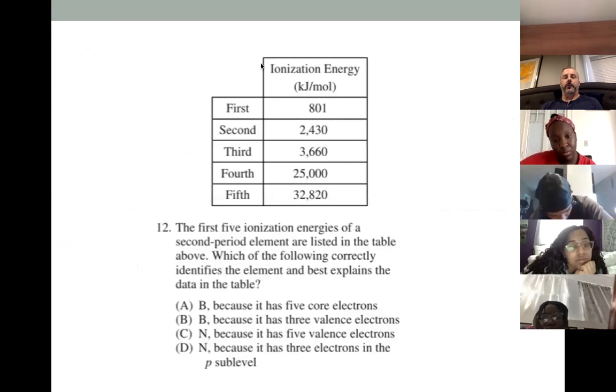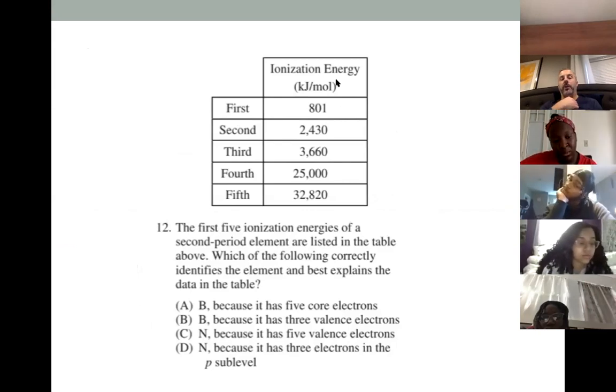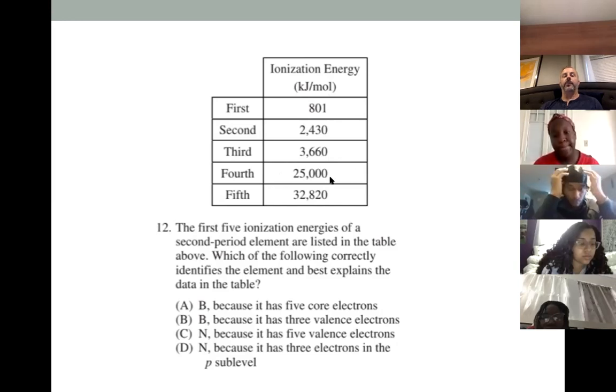Ionization energy questions are everywhere on the AP test. But use your periodic table, and you can always sort of figure them out. Always look for the jump. The ones that are lower energy are your valence electrons. Then this now is one of the core electrons. So basically, you just count till the jump, and that pretty much tells you how many valence electrons it has. Simple.